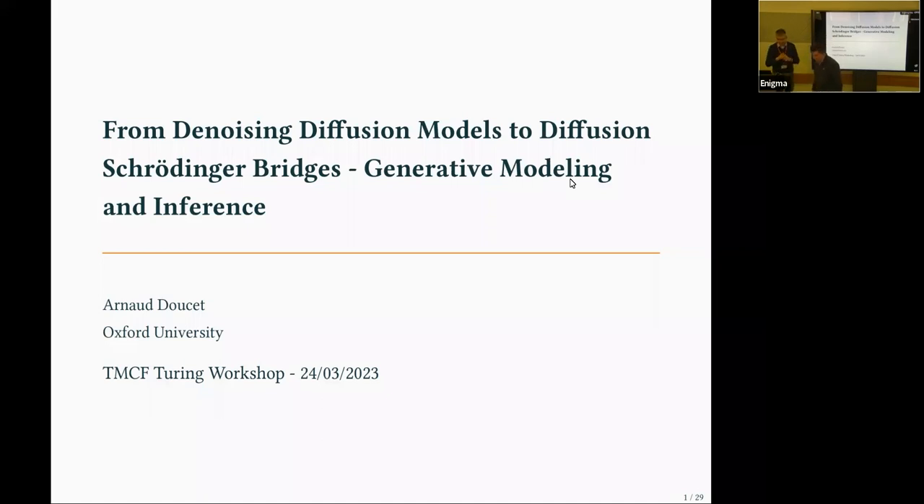Thank you for the invitation. I'm very happy to be here. I haven't been to the Turing for at least 4 years, so it's good to be back.